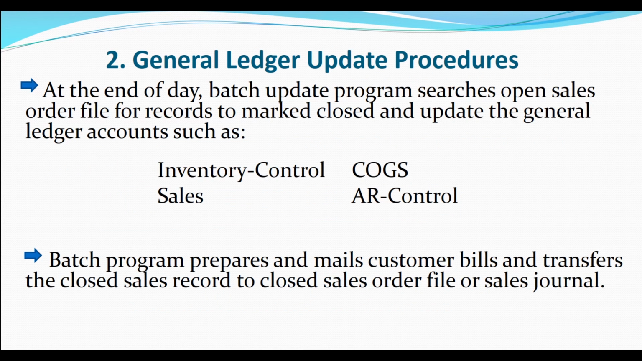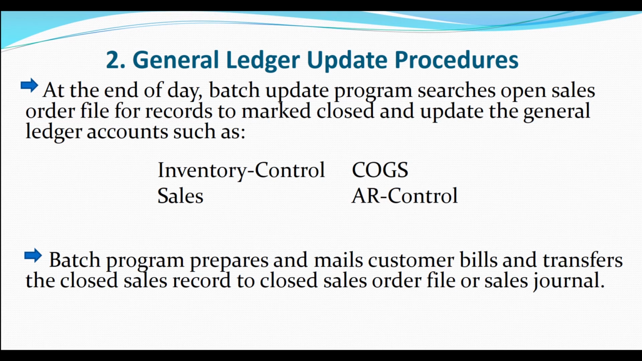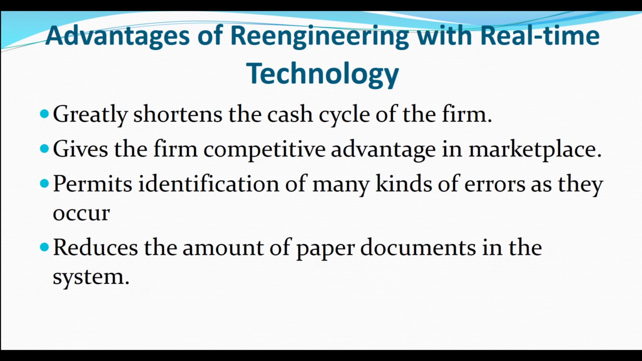Number 2. General ledger update procedures. At the end of day, batch update program searches the open sales order file for records to mark closed and updates the general ledger accounts such as inventory control, sales, cost of goods sold, and AR control. Batch program prepares and mails customer bills and transfers the closed sale records to the closed sales order file or sales journal.